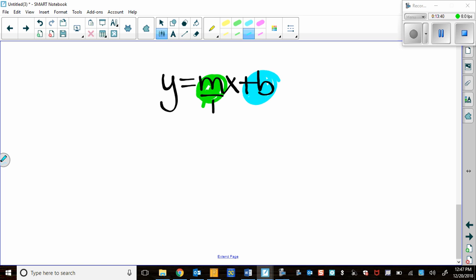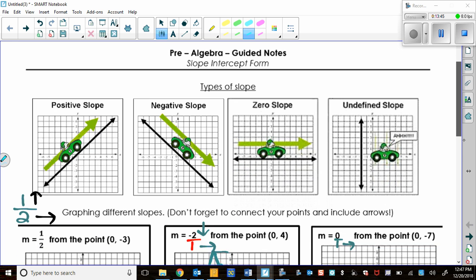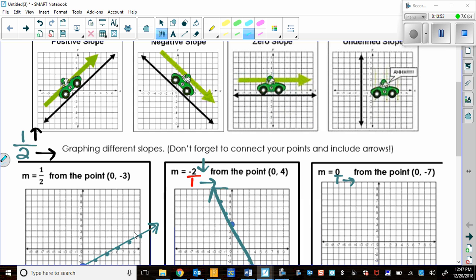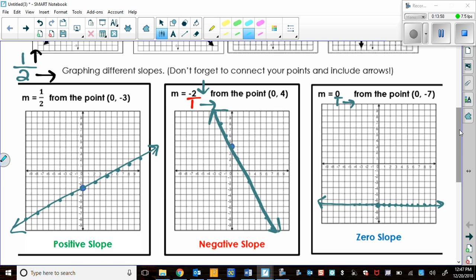Okay? I want you to remember also the different types of slope. If you start with a positive number, like the 1/2, you're going to have a positive slope. If you have a negative number, then you should have a negative slope. So hopefully this video has helped you determine the slopes of and graphing slopes in general.